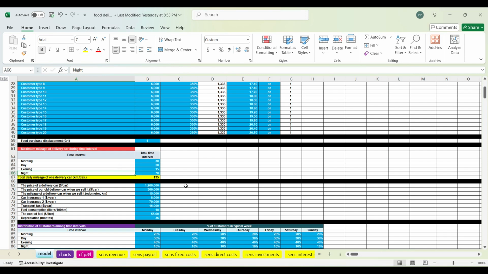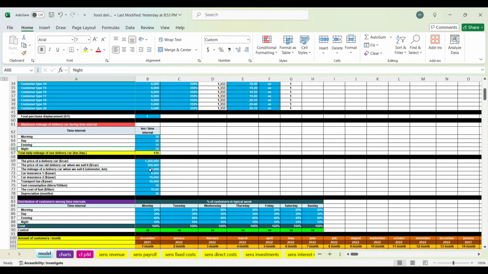Next block of inputs deals with delivery car parameters, starting with price for a new car. Then we are making an assumption that when the car reaches specific mileage, we're going to sell it. It becomes an old one. This is the price of an old car that we will be selling. Then we specify the mileage when the car becomes an old one and it's time to sell it.